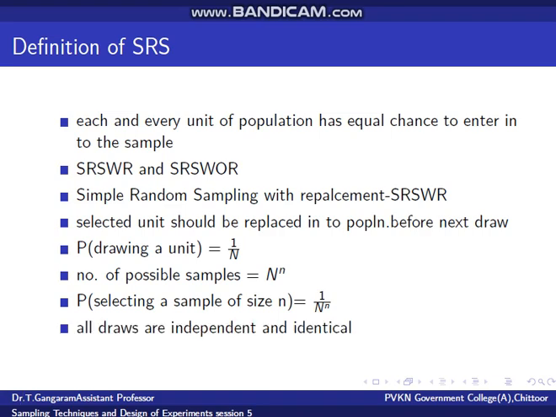Next, all draws are independent and identical. Here, for every draw, the population size is not changed. We are replacing the selected unit into the population before the next draw. So, all the draws are independent and identical.